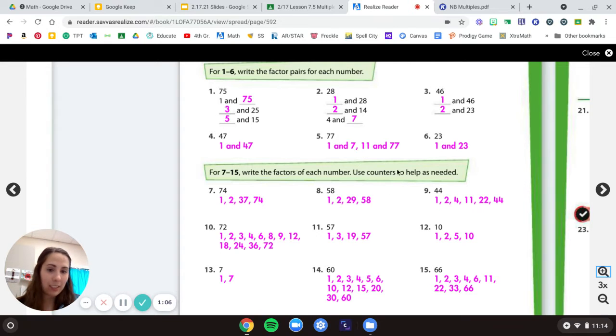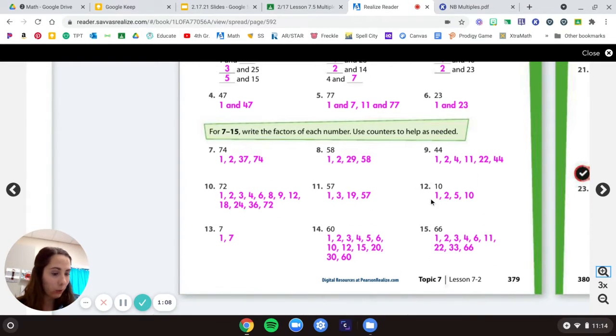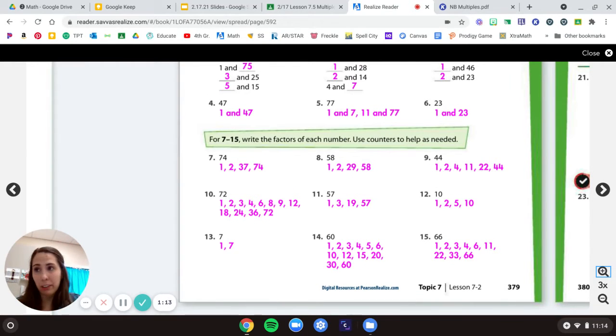All right, then down on the bottom we had 9, 12, and 13. On 9, you should have found all your factor pairs and then listed them. Remember we talked about listing them out in a line? Then you should have put them from smallest to biggest: 1, 2, 4, 11, 22, 44. And you should have this line. It's okay if you have the factor pairs also, but that doesn't fully answer our directions of write the factors. That's writing the factor pairs. So then we have to write the factors.